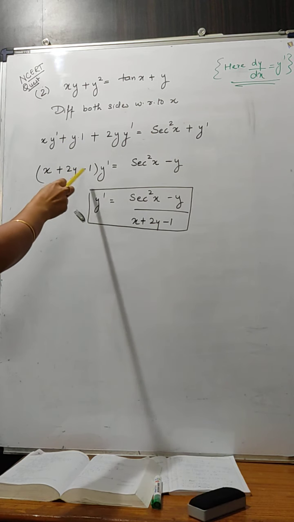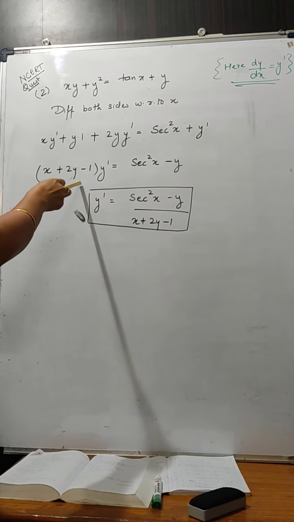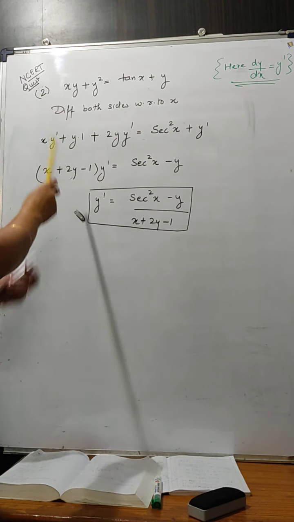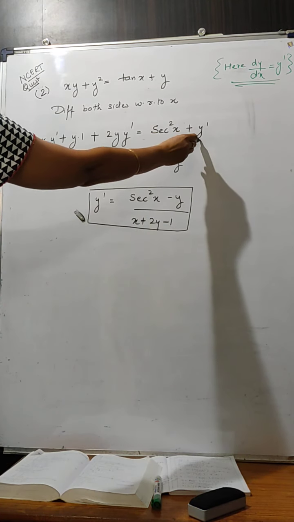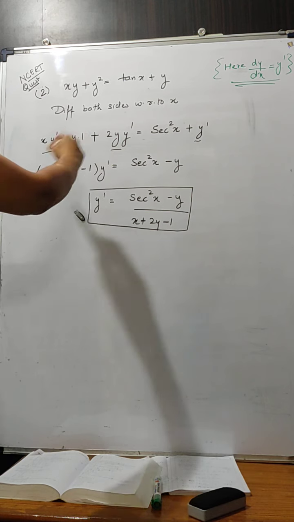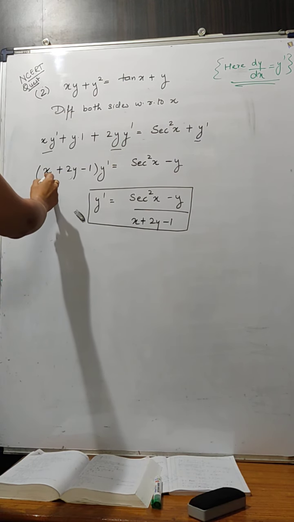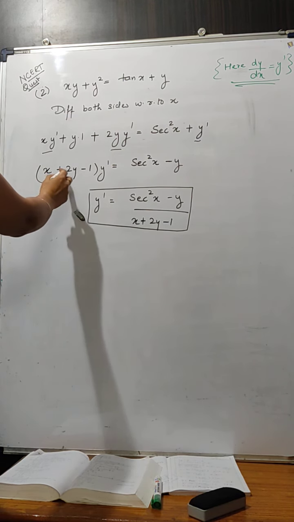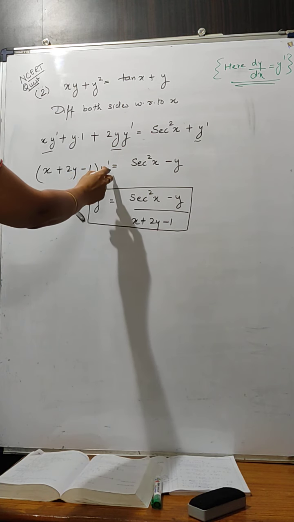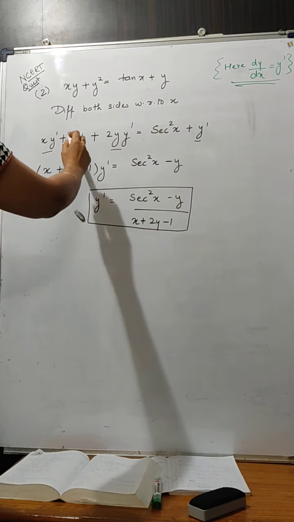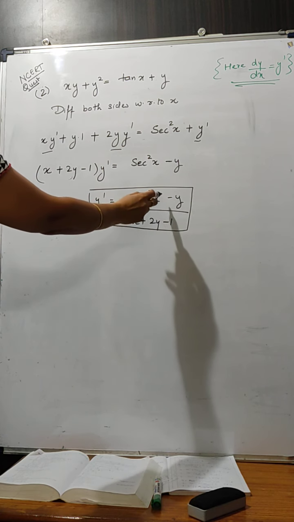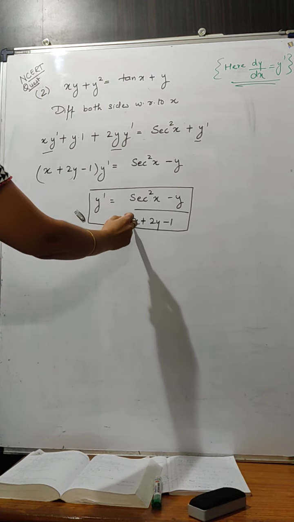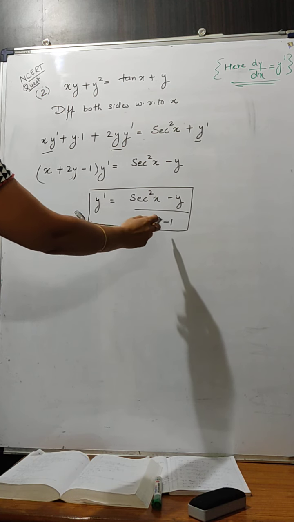According to the second rule, collect all y dash on the left hand side. Here we have y dash, here also y dash, and here also the y dash function. Taking y dash to the left side, it will be x plus 2y minus 1 into y dash equal to sec square x minus y. That means y dash is equal to sec square x minus y upon x plus 2y minus 1.